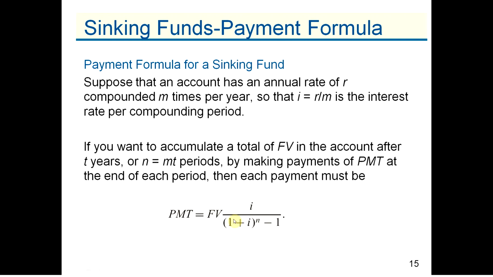It's solved for PMT. So this will tell us how much money we need to put aside each frequency that we've discussed, whether it's monthly, whether it's annually, whether it's quarterly, daily. And then we'll know what the future value is. We'll have our I and we'll have our N. We plug everything in, and that will give us our payment.